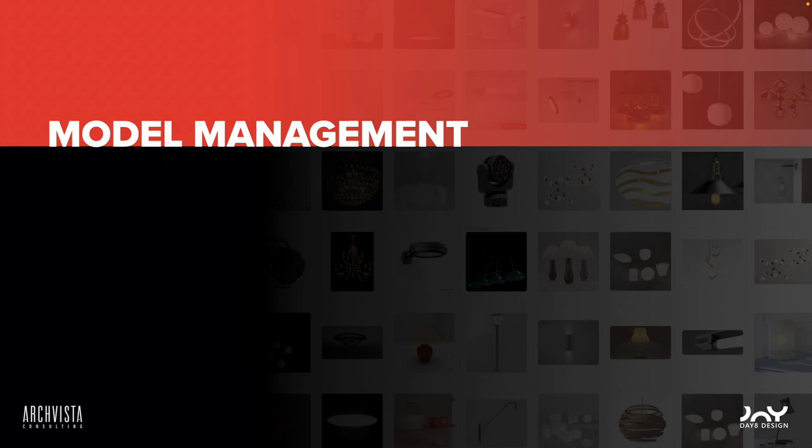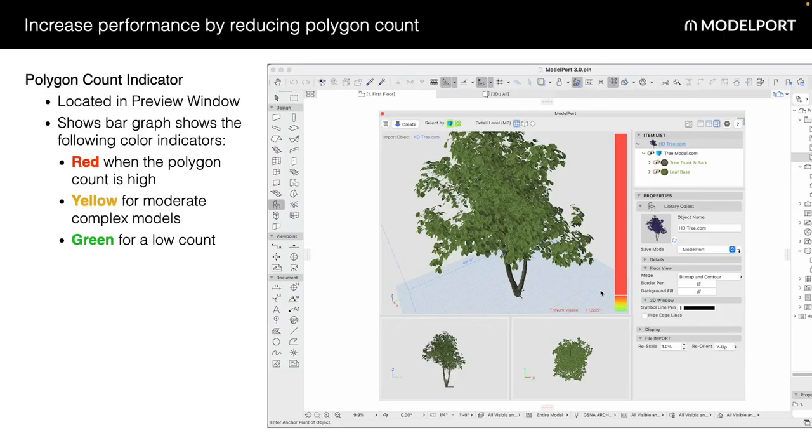So let's talk about model management next. With model management, we want to manage the performance of our project files. In this case, polygon counts can oftentimes reduce and increase performance issues. So what we want to do is reduce the polygon count for a lot of objects when we bring them in. This tree is a perfect example.